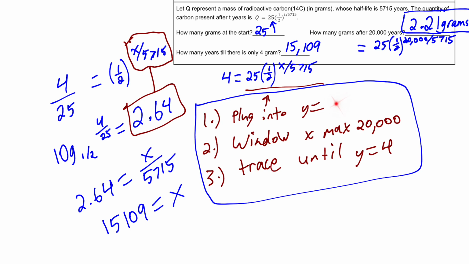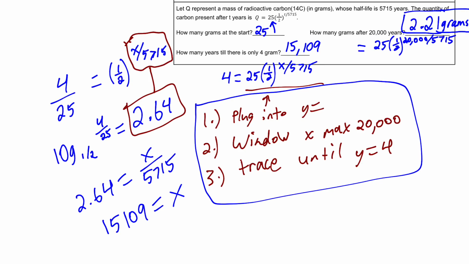We can plug this in to y equals, and you'll have to adjust your window to a maximum that's a much larger number, like say 20,000, and you could trace until you see your y value at 4, and that would give you about 15,000. However, we can also solve this by using logarithms. Consider that what we're saying is 4 is equal to the principal, 1/2 to the power of x divided by 5715.